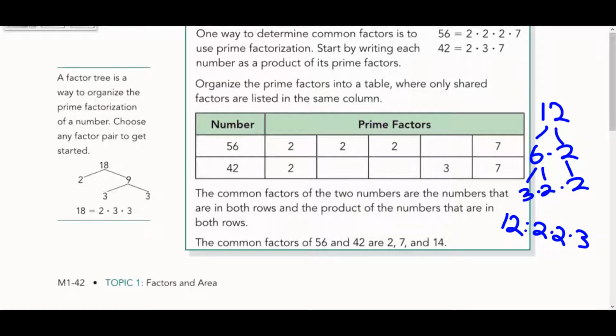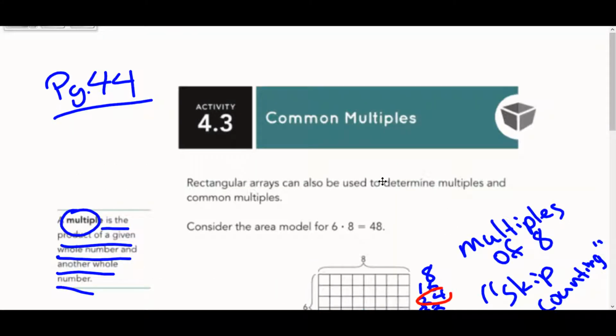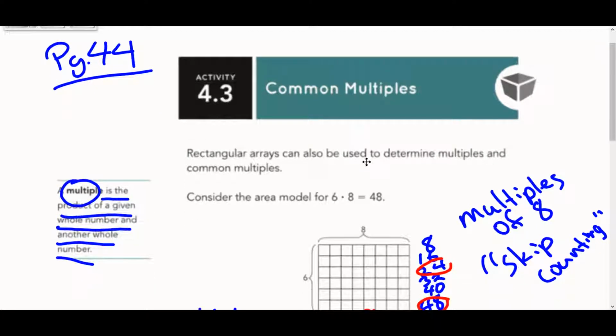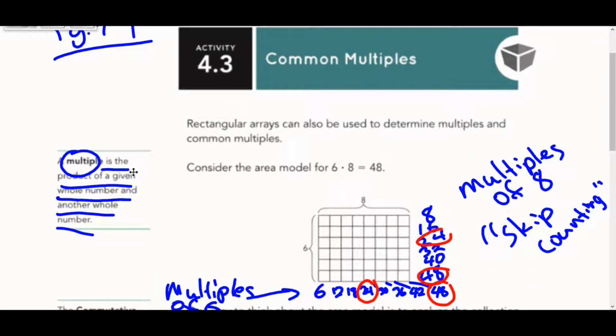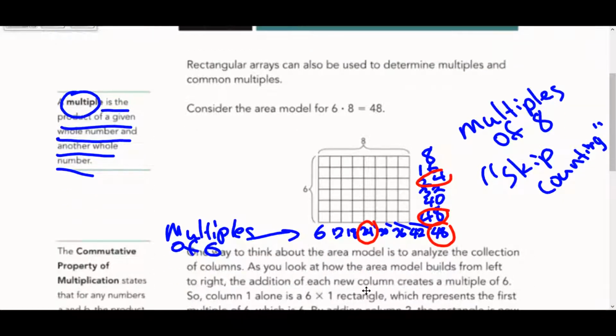And we kind of jumped ahead, so I'm going to skip a few pages to get to multiples. Multiples are basically when you count by a number. They're the result of multiplication. So factors are the building blocks. Multiples are what you get when you multiply. So we just counted by 8s: 8, 16, 24, 32, 40, and so on. And then by 6s: 6, 12, 18, 24, 30, 36, 42. And we circled which ones they had in common. They had 48 in common, and they had 24 in common.